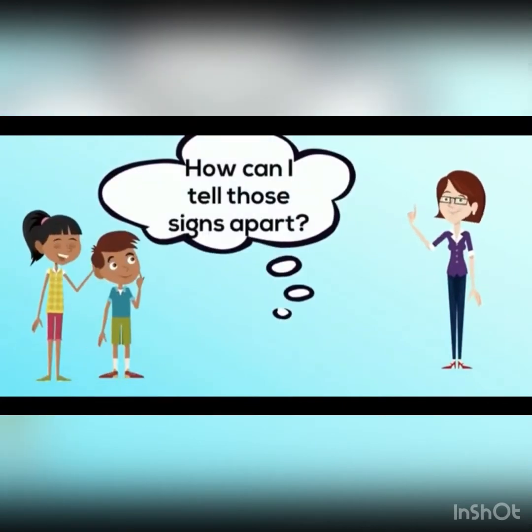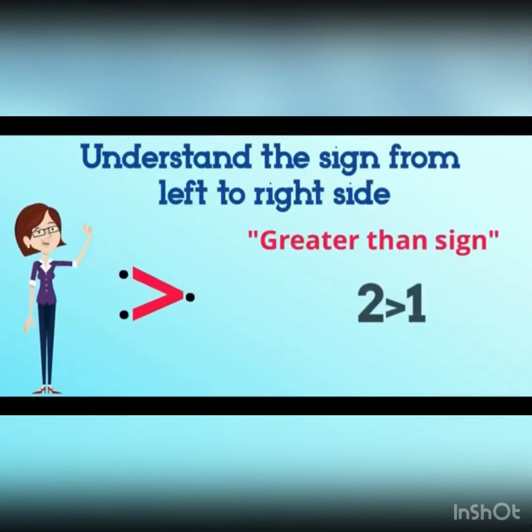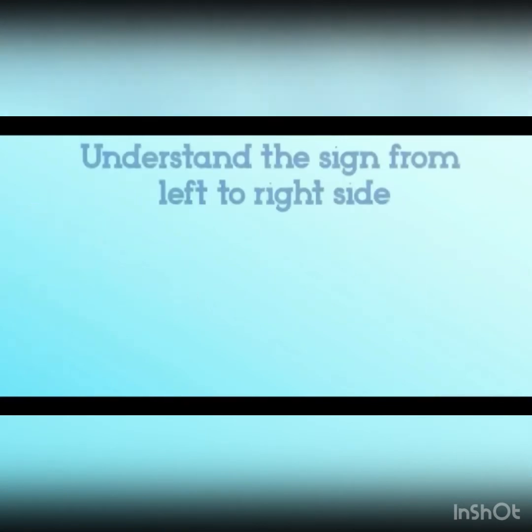So, you all might be thinking, how can I tell those signs apart? Well, I'll explain a trick and you will get it very quickly. Understand the sign from left to right. On left there are two dots while on right there is one. So, 2 is greater than 1.